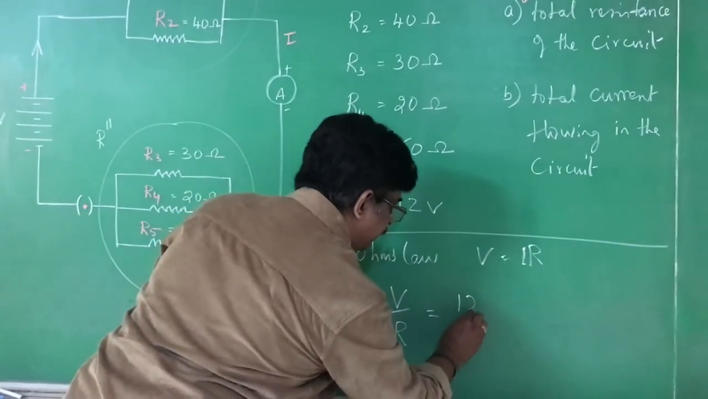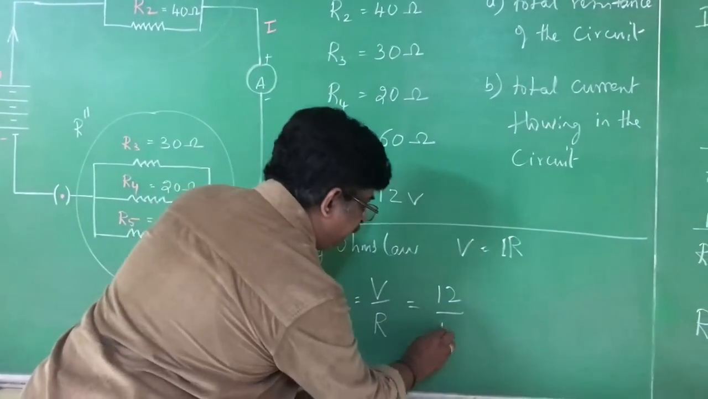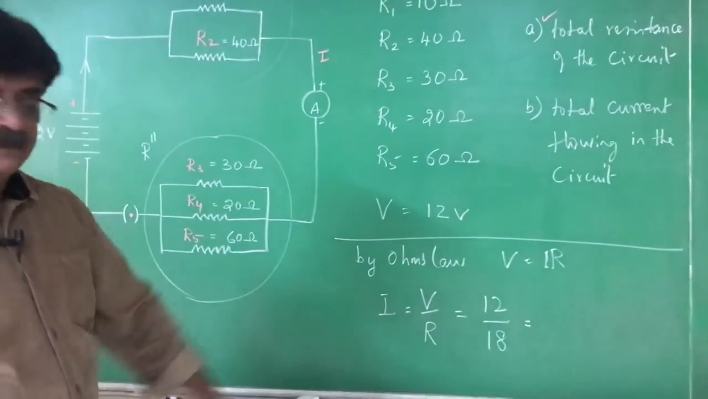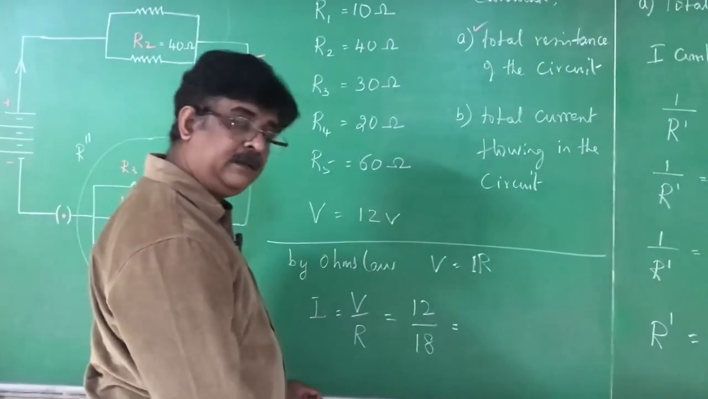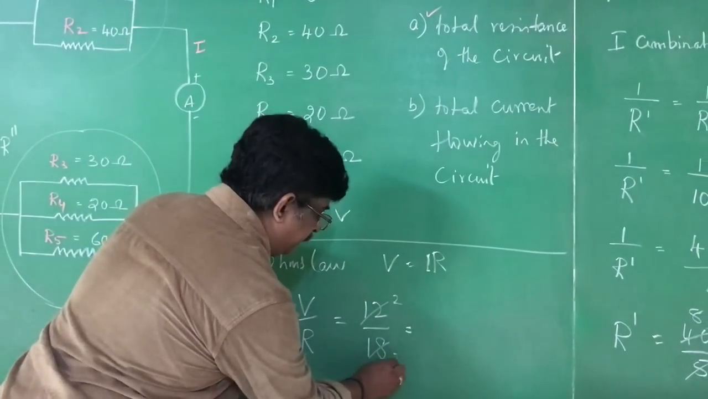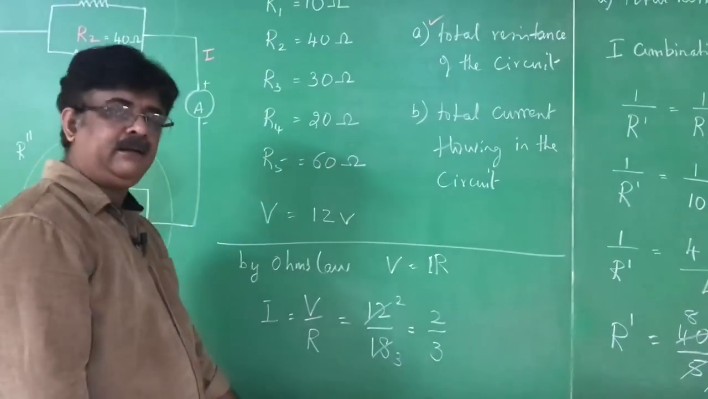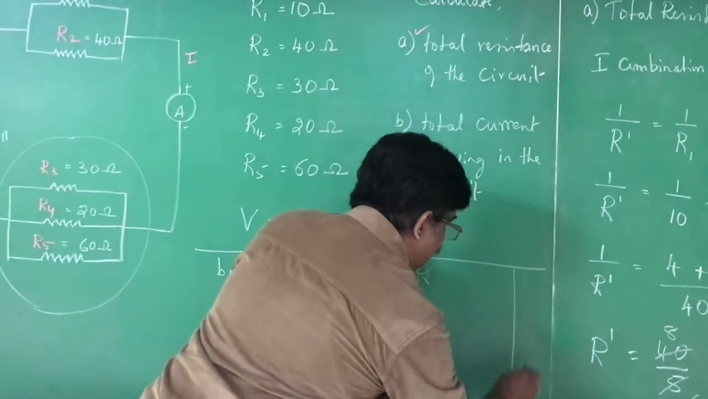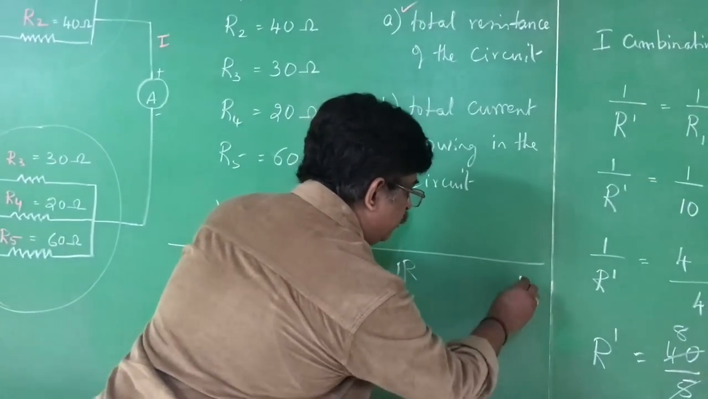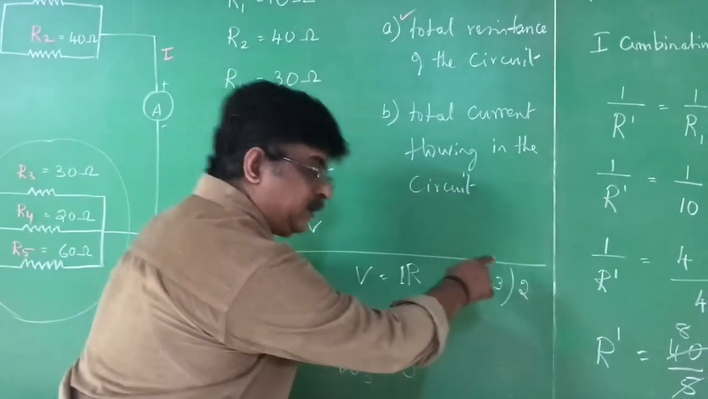What is the total voltage given? 12. What is the total resistance we calculated? 18. We can cancel, no? 6 twos are 12, 6 threes are 18. It is 2 by 3. Now you have to divide. Okay, I divide it here. 2 to be divided by 3. Right? 2 is the smaller number.